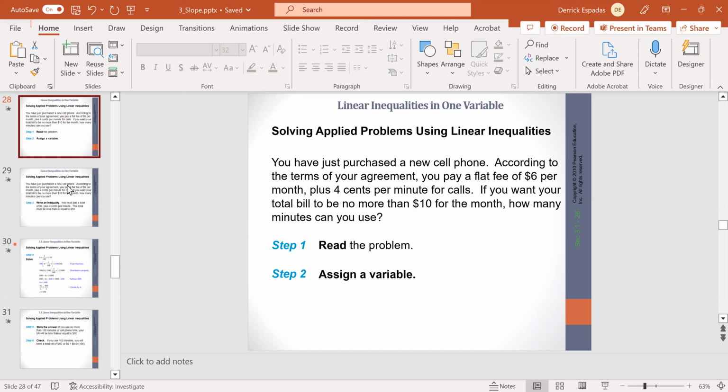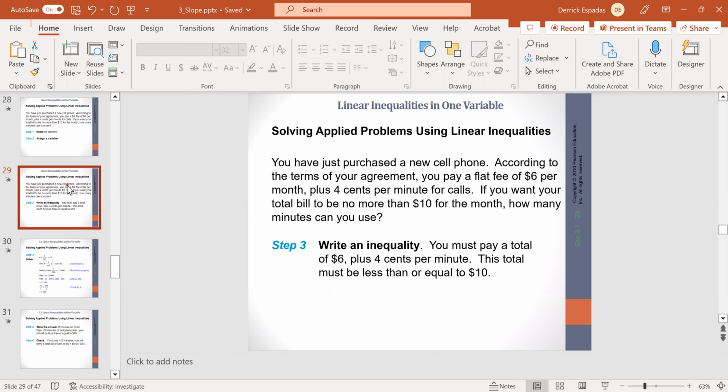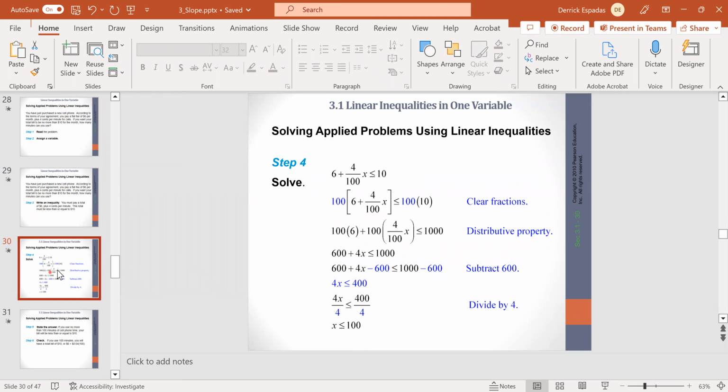So in this case, we're talking about minutes. So the total, we would then write the inequality, and you must pay the total $6, so that's regardless, plus 4 cents per minute. This total must be less than or equal to 10. And so when we set it up, we're actually going to have 6 plus 4 over 100, x, because that's our multiplier, which is less than or equal to 10.